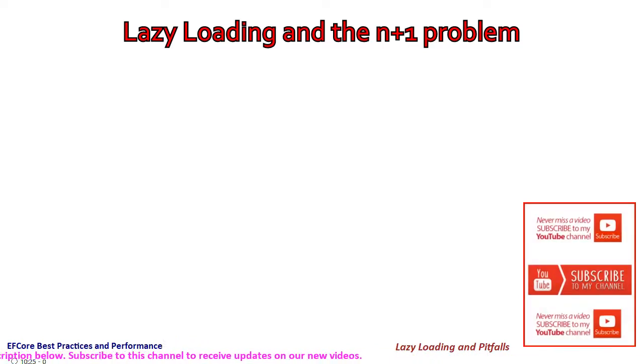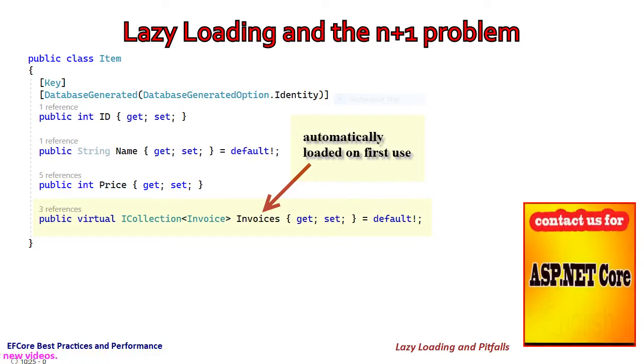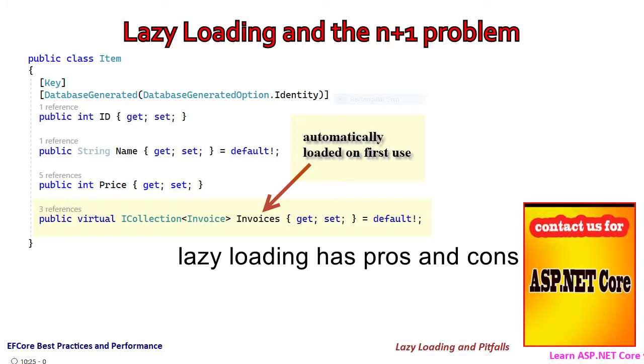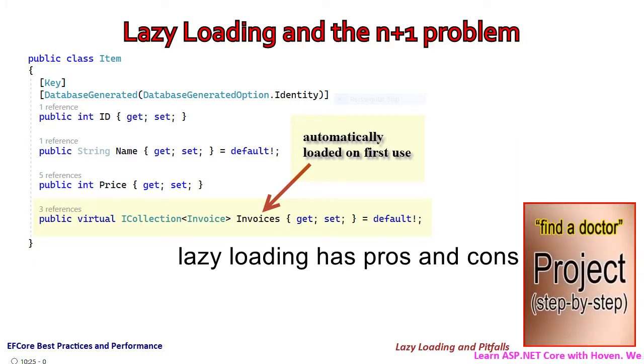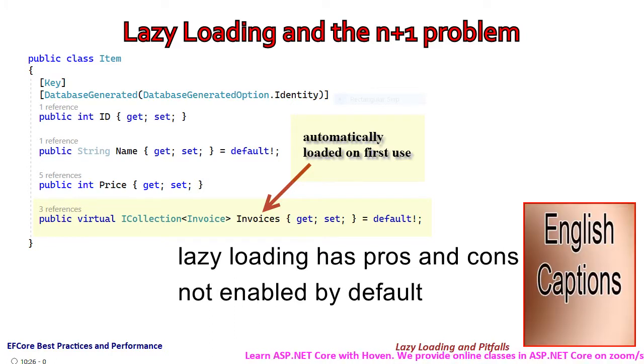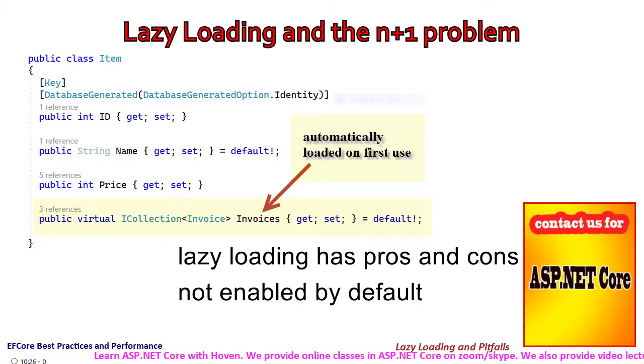Lazy loading is a great ORM pattern that automatically loads dependent or child data when it is first accessed. The delayed loading is both an advantage and a disadvantage. This tutorial explains both these aspects and the associated pitfalls. EF Core doesn't enable lazy loading by default. So this is a point to be noted, and we'll talk about this in a moment.